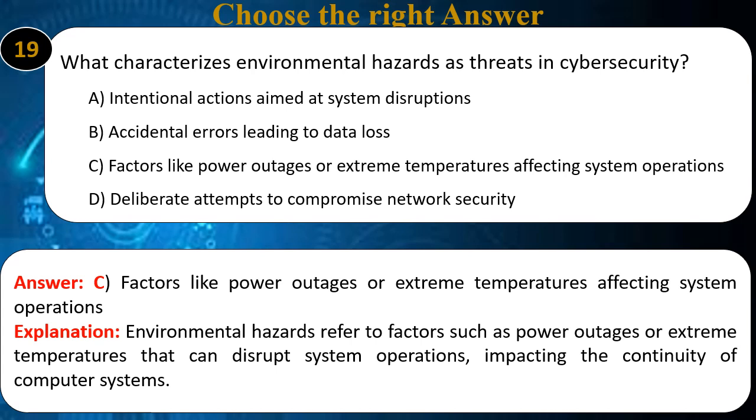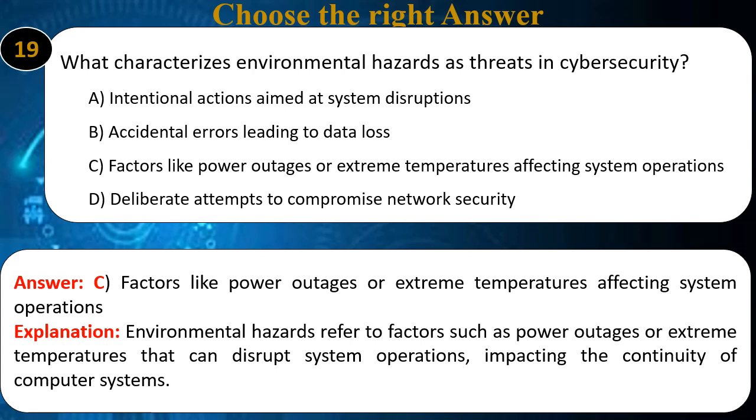Power outages can disrupt IT operations, leading to data loss or service disruptions. Extreme temperatures can damage hardware or cause system instability. Floods and earthquakes can physically damage data centers and communication infrastructure. Electromagnetic interference can disrupt electronic signals and cause data corruption. While not intentional, these hazards can have significant consequences for cybersecurity.